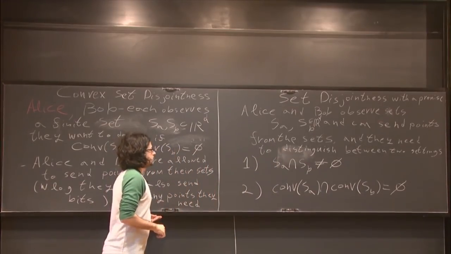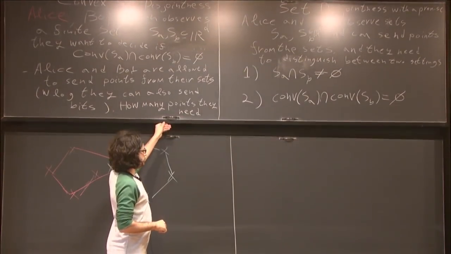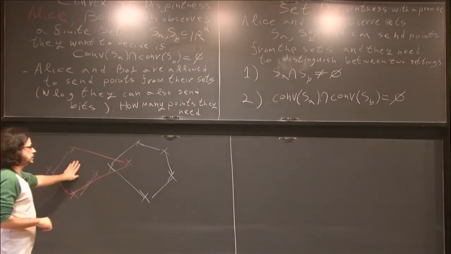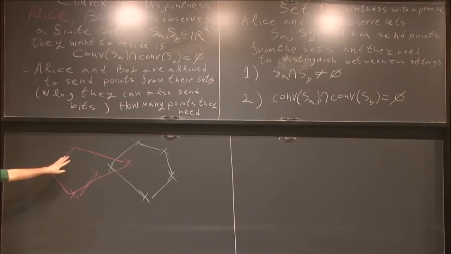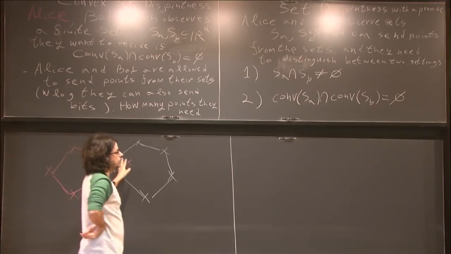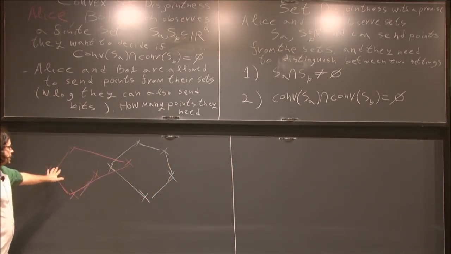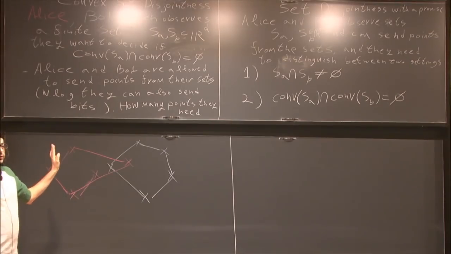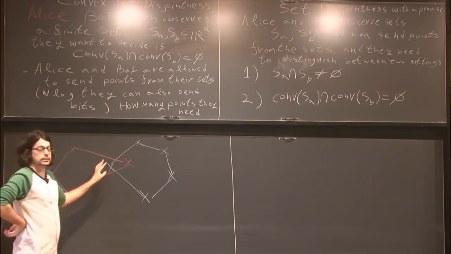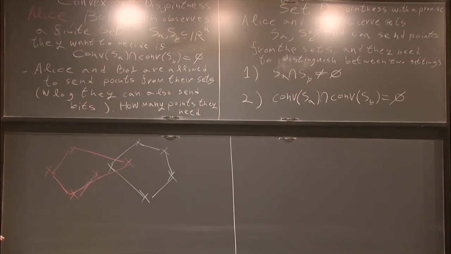So how is it related to communication complexity? First, in this case, note that none of the above happens. The sets are disjoint, but the convex hulls do not intersect. So in this case, for example, Alice and Bob can return whatever they want. In that sense, this problem is a little bit easier because I allow them to not solve these cases.